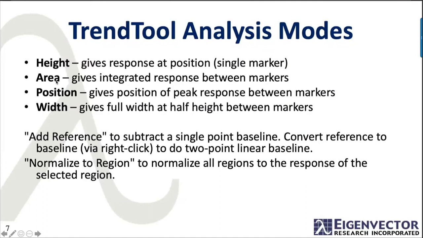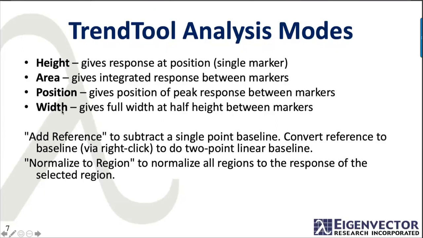You can also change that to an area. It gives the integrated response between a pair of markers. Position gives the position of the peak response between markers. And that's one that I don't use too often, and I don't have a good example of it here, so I'll just say something about it now. This is for use in the case where maybe you have peaks that shift a little bit in your data set over time, or maybe they shift because you got something that's highly overlapped. And so position actually then plots where the position of that peak is across your data set.